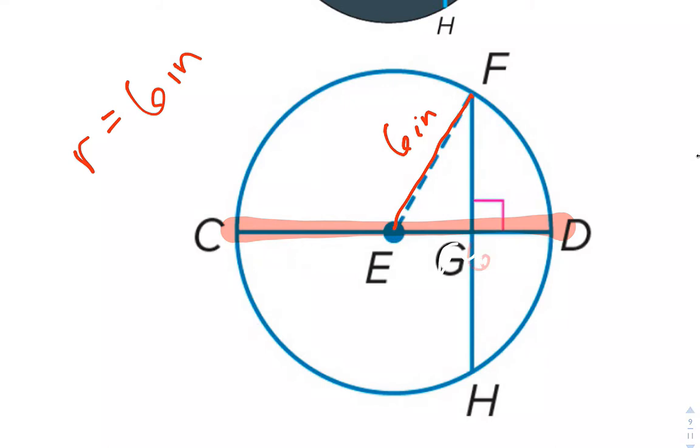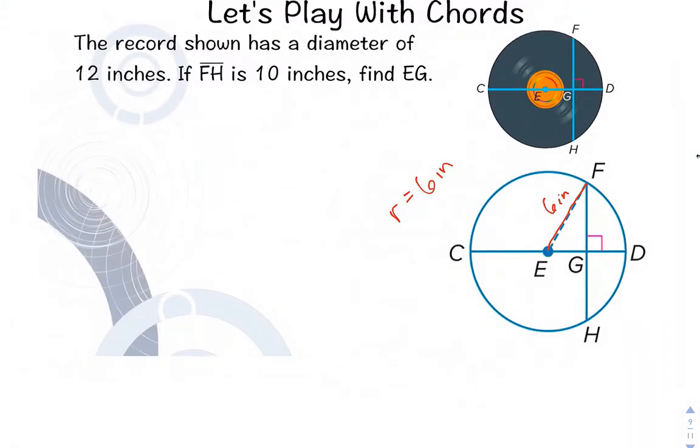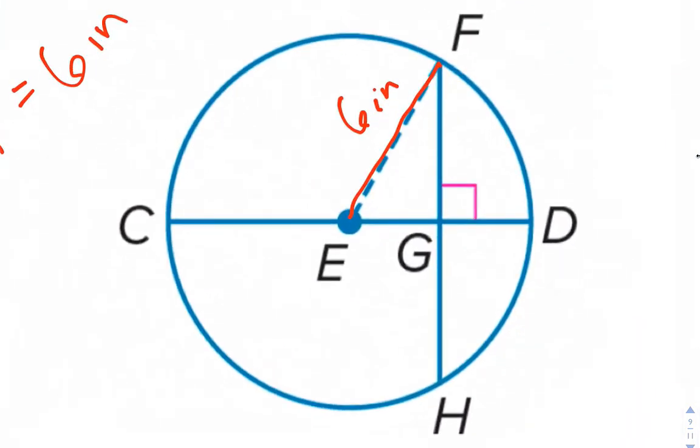Now that's going to be key, because if you look at this, I have a triangle here, and I want to know the length of the hypotenuse. Let's think about what else the problem tells us. It says FH is 10 inches. If you think back to that second theorem, it says if a diameter is perpendicular to a chord, then that chord is being bisected.